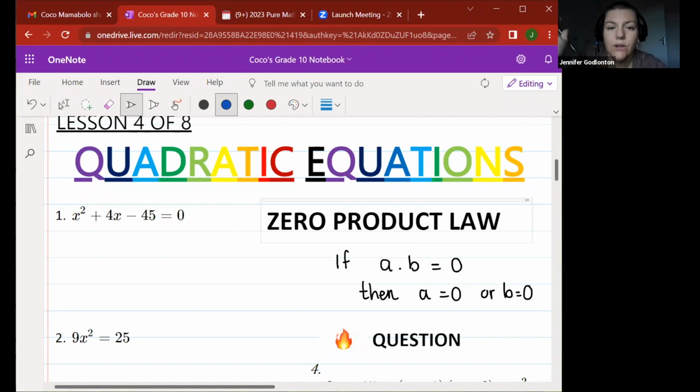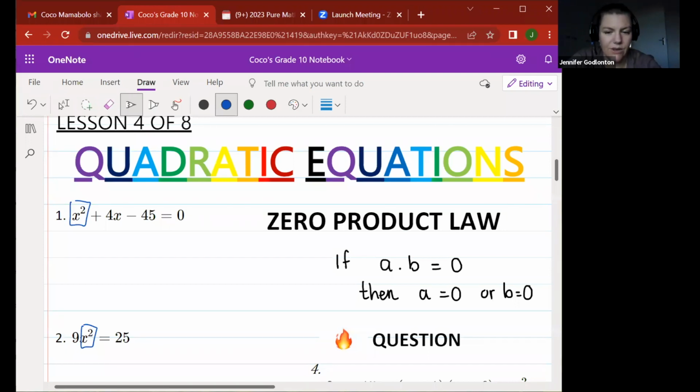Okay. So it's a quadratic equation. We know that because we've got this x squared over there. So the first thing we want to do when it's a quadratic equation is move everything to one side and make it equal to 0. That's our first goal. Second thing we want to do is factorize.